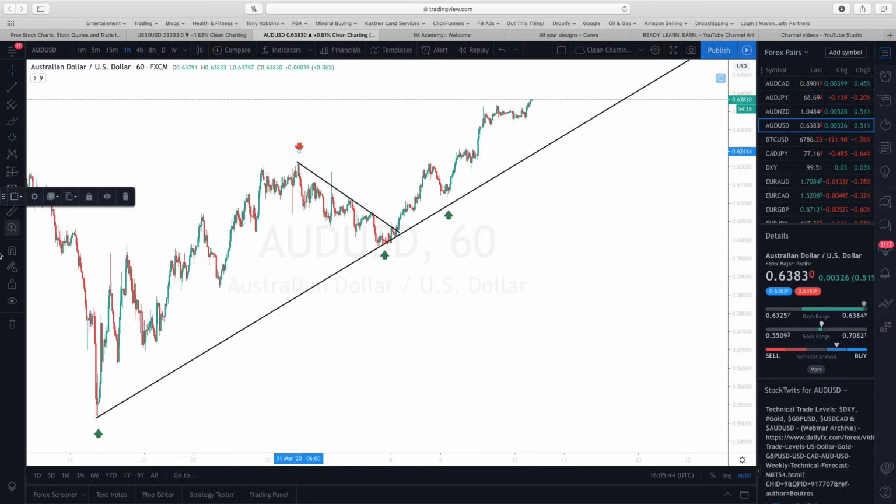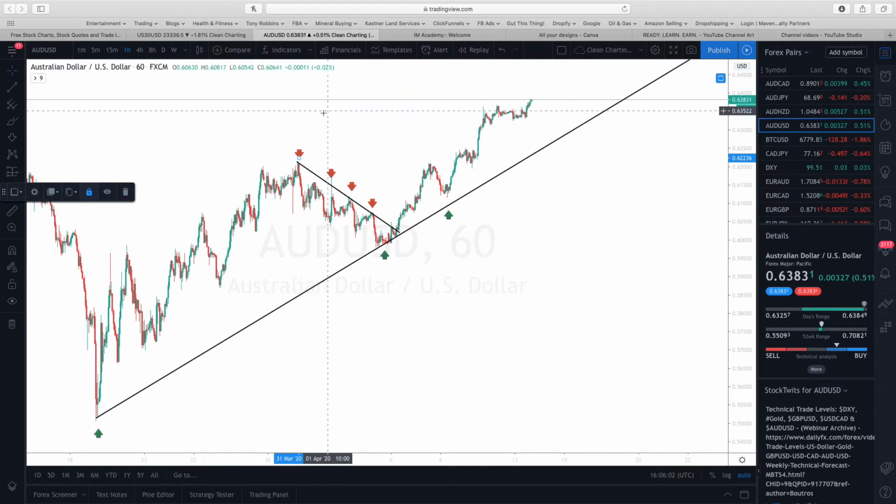So we've got 1 touch point, 2 touch points, 3 touch points, and 4 touch points. So you see that on the 1 hour time frame, AUD/USD was actually in a downtrend within the uptrend.